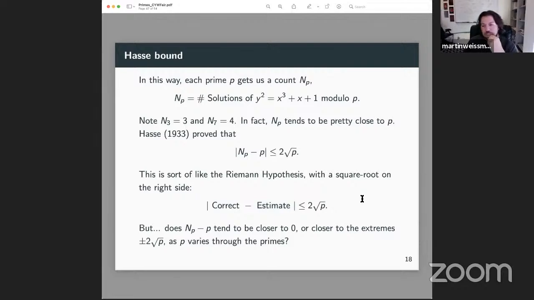So this is all good. It's a useful bound, and these things are actually useful in cryptography, and it's important for applications. But later on, people started asking the question, well, this is all nice. You've got the correct answer and the estimate, and you've got a bound. But is that the best bound? I mean, does the correct minus the estimate, is it closer to 0 on average, or is it closer to the worst case on average?